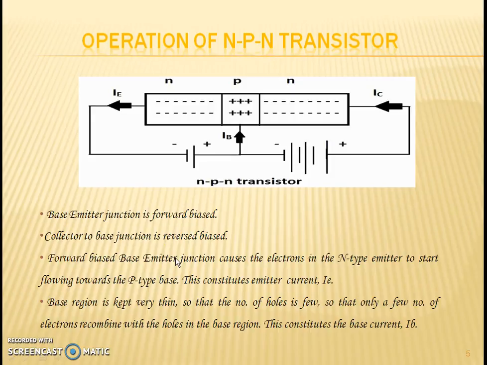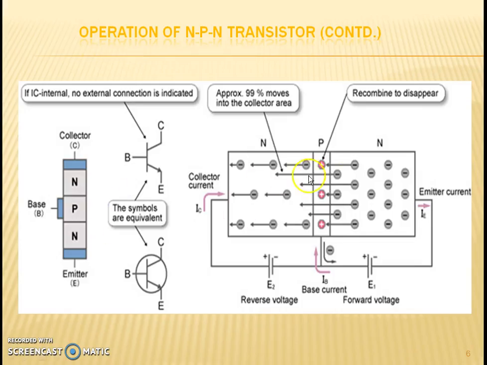Now the forward bias emitter base junction causes the electrons, which are the majority carriers in the N-type emitter, to start flowing towards the P-type base, as you can see in the figure. This constitutes the emitter current, that is IE. As these electrons flow through the P-type base, they tend to combine with the holes in the P region.